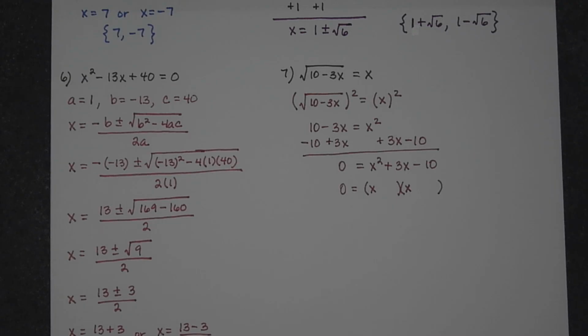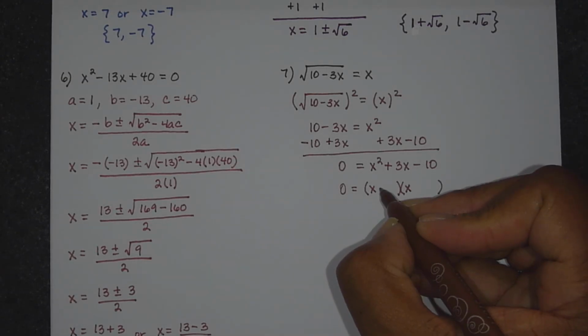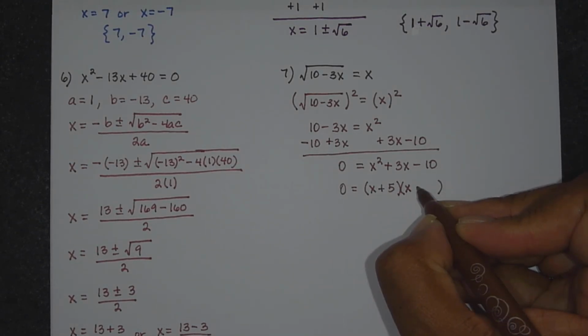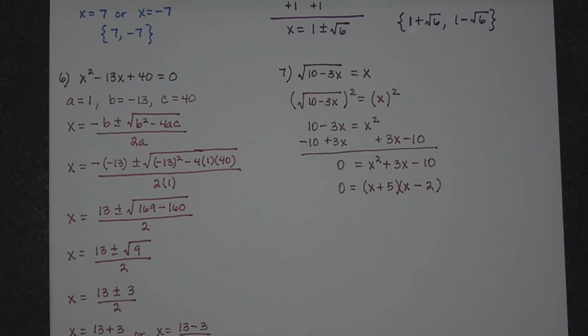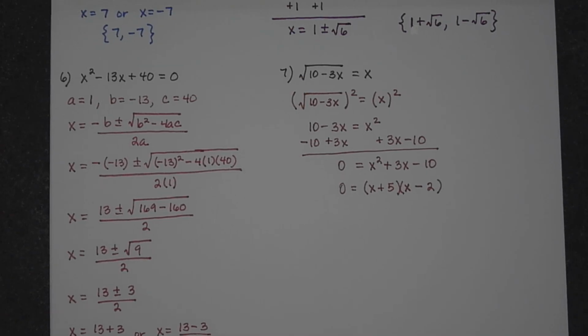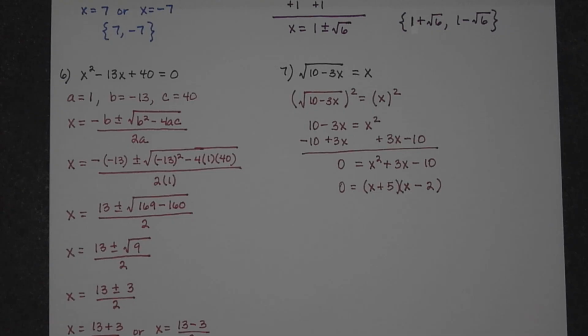5 and a negative 2. Okay, and it's going to be plus 5 and then minus 2 here, because 5x minus 2x does give me 3x, and 5 times the minus 2 will give me minus 10. So I got x plus 5 times x minus 2 equal to 0.